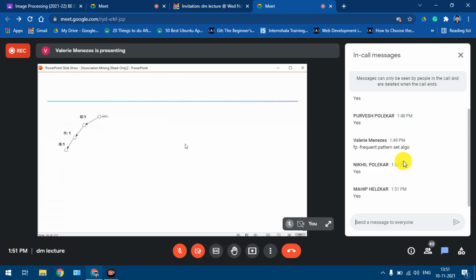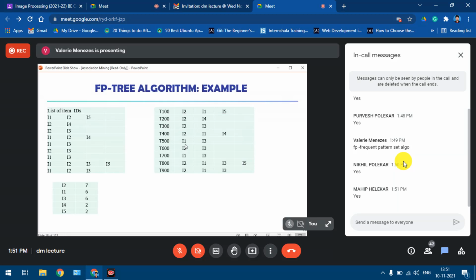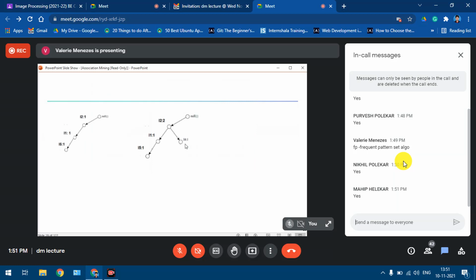Now, what is the next transaction? Next we have I2, I3. Now, do we already have a node I2? Yes or no? So from the I2 node we create another branch I2, I3. Now I2 is traversed again, so the count is increased to 3. Students, have you all understood till here?